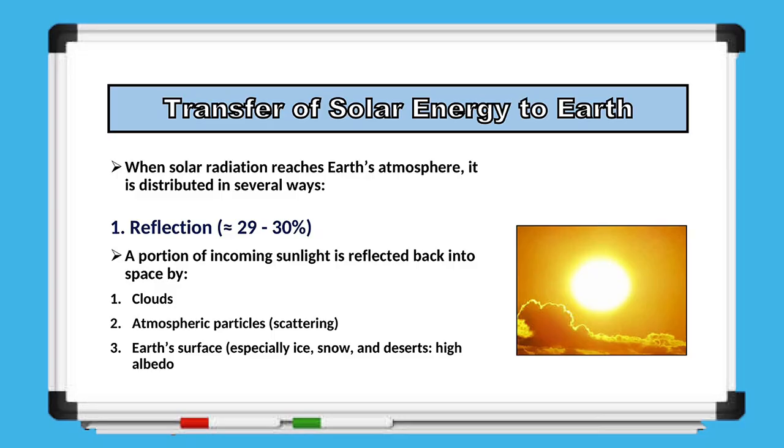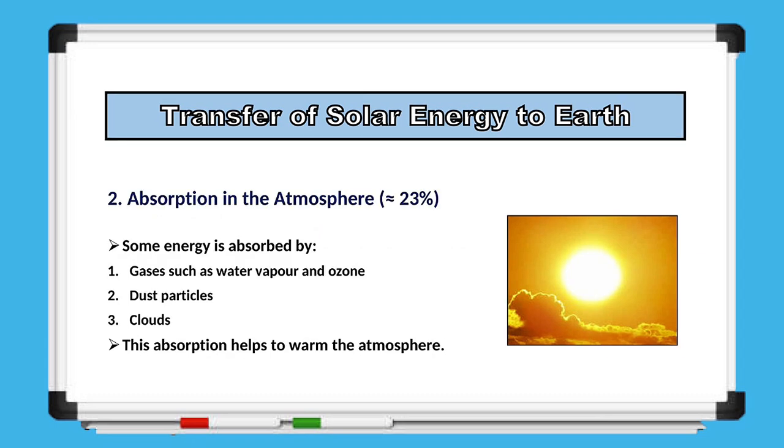This reflection occurs from clouds, atmospheric particles, and highly reflective surfaces on Earth such as ice, snow, and deserts. These surfaces have a high albedo, meaning they reflect a large amount of incoming sunlight rather than absorbing it. Another portion of solar energy is absorbed within the atmosphere itself. Gases such as water vapor and ozone, along with dust particles and clouds, absorb some of the incoming radiation. This absorbed energy helps warm the atmosphere and plays an important role in maintaining Earth's climate.